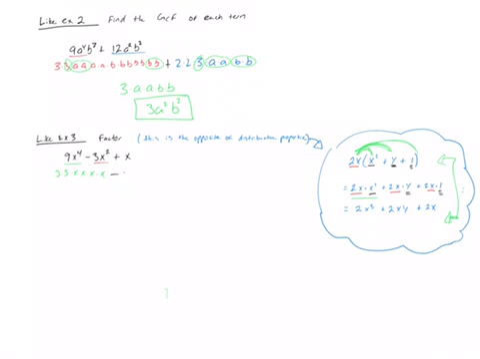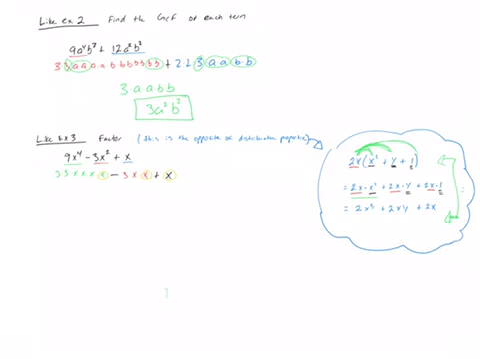Minus 3 times x times x. And then this last one is going to be plus x. So looking for what all three have in common. They all have simply just an x in common. So, since they all have an x in common, I'm going to take that piece out.